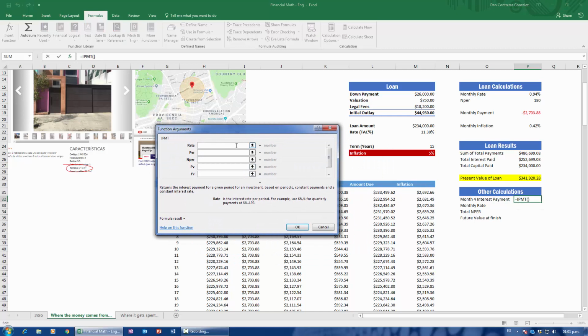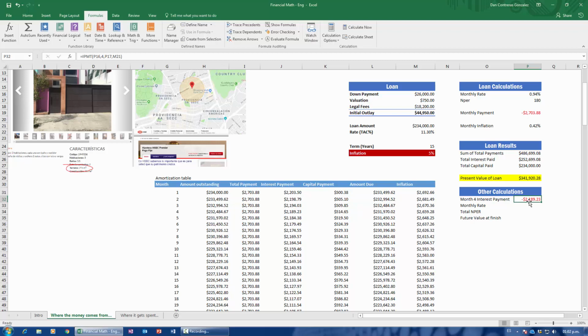It's asking us for the rate. Remember, we need the monthly rate. The periods. Well, we want the interest payment for the fourth period. Number of total periods. Well, that's 180 periods right here. And the present value is how much money they loaned us in the first place, all right, guys? There we go. So it's telling us that we should be paying out $2,100 in interest.